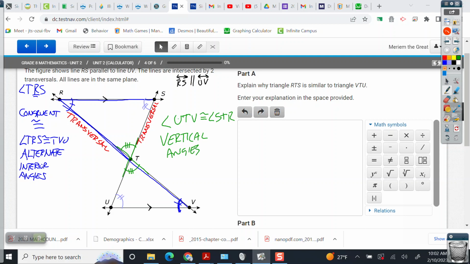So if I look at this problem, it says, explain why triangle RTS is similar to triangle VTU. Well, what do similar figures have in common? Think all the way back to 7th grade. What makes two figures similar?